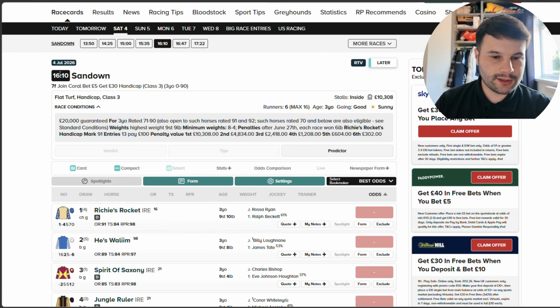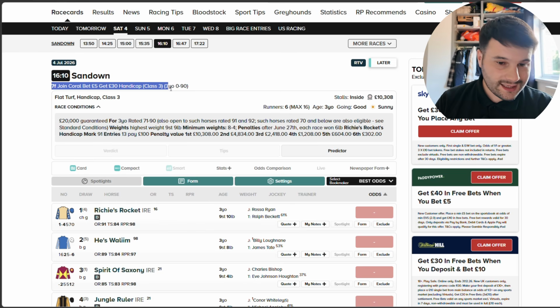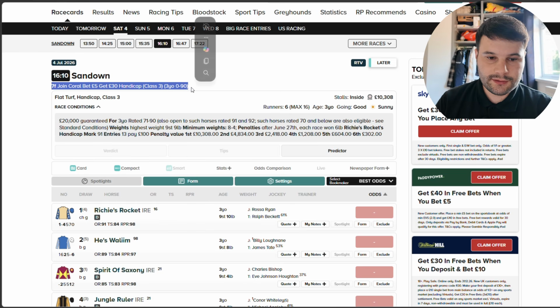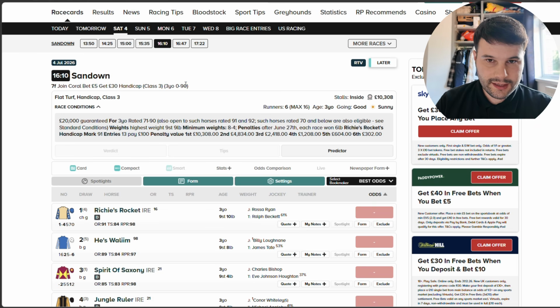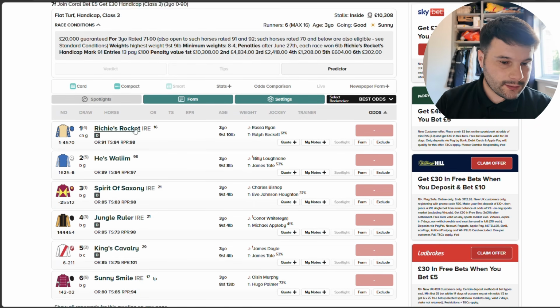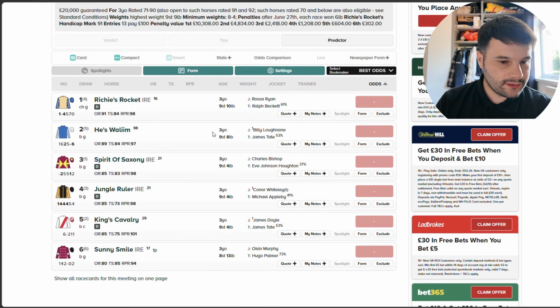So this particular race we're going to look at, it's a 6-runner, 7 furlong, class 3 for 3-year-olds over 0 to horses rated 0 to 90. And if we scroll down, you can see exactly the horses in this card.